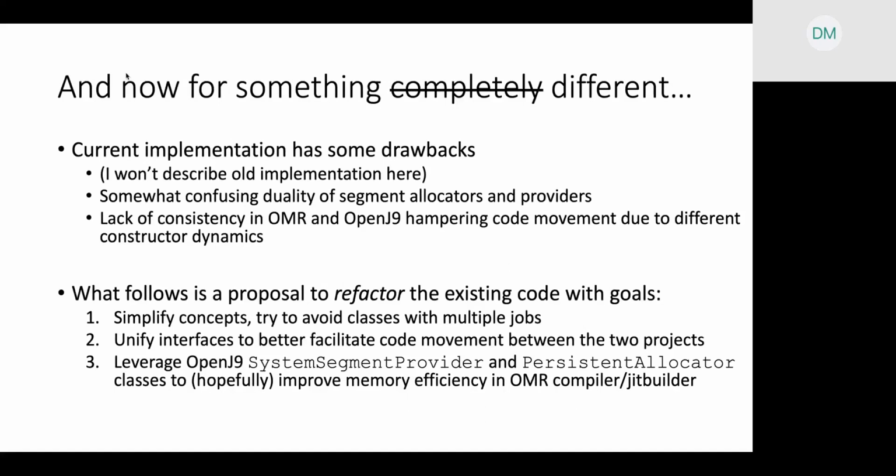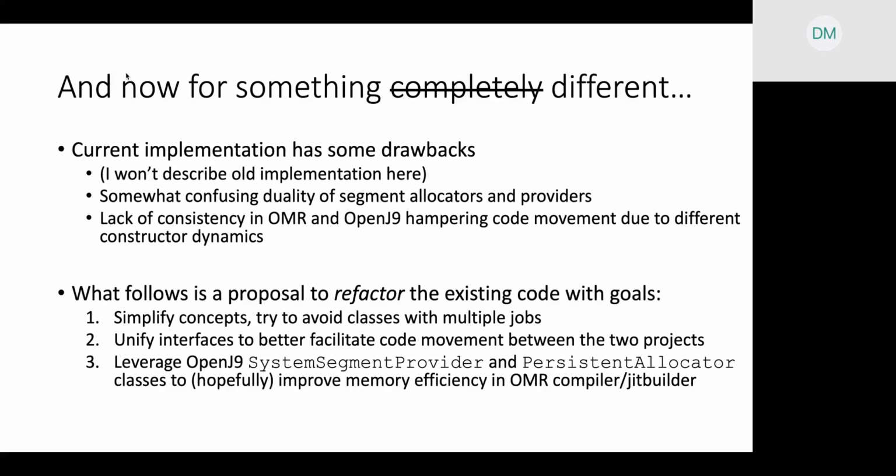In particular, I was trying to move the JIT builder code from OMR to make it available inside the OpenJ9 JIT, which should have been a relatively easy operation, but became very difficult because of the memory management being significantly different between the two projects. And so I set out to fix that.